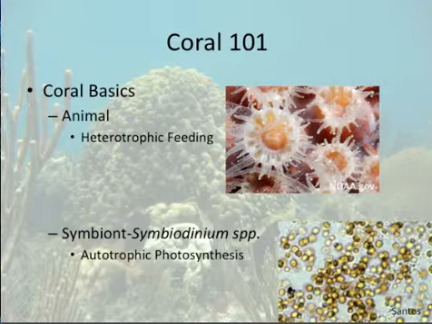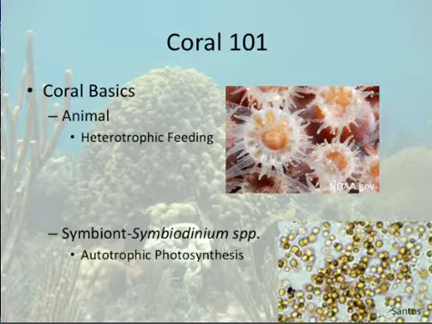The other way that a coral can get its nutrition is from its symbionts. Within the coral animal, there are symbionts called Symbiodinium, and these Symbiodinium are dinoflagellates, which is a single-celled algae, and they're photosynthetic organisms. These photosynthetic organisms use the sun and use the nutrients in the water in order to produce energy and to produce nutrients.